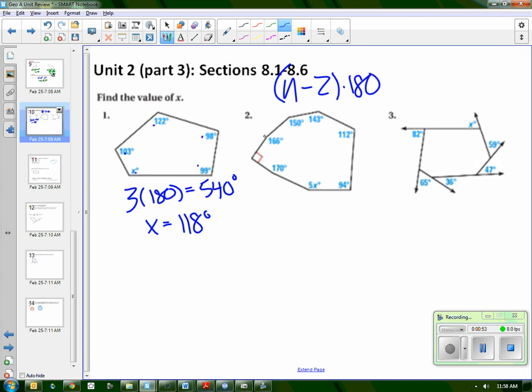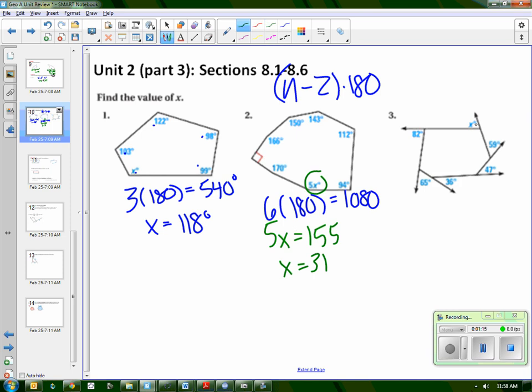So if this has 8 sides, we're going to find its angle sum by doing 6 times 180, which is 1080. Then I'm going to add up all these angles plus 5x. If you subtract all the other ones from 1080, you're going to get 155, so 5x equals 155, which means x is going to be 31.